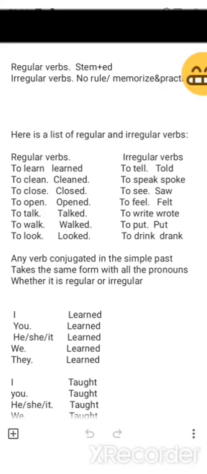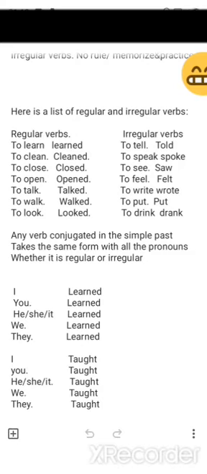And here is a list of regular and irregular verbs for us to memorize. Regular verbs: to learn, to clean, to close, to open, to talk, to walk, to look, are all regular verbs, and they are also conjugated in the simple past. So to learn, learned, to clean, cleaned, to close, closed, and so on. The list on the right, however, is about irregular verbs: to tell, told, to speak, spoke, to see, saw, to feel, felt, to write, wrote, to put, to drink, drank.